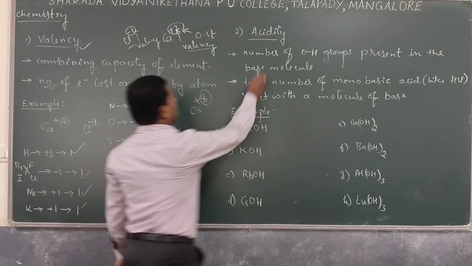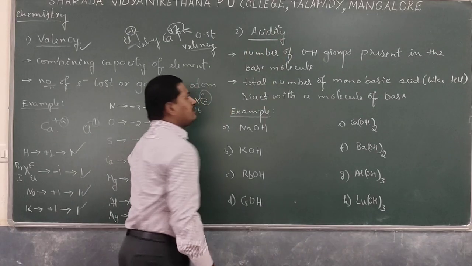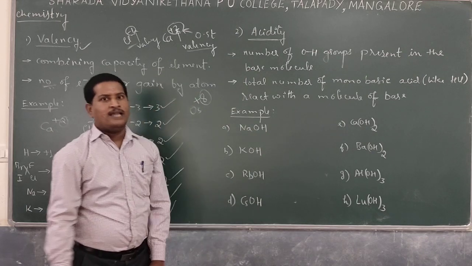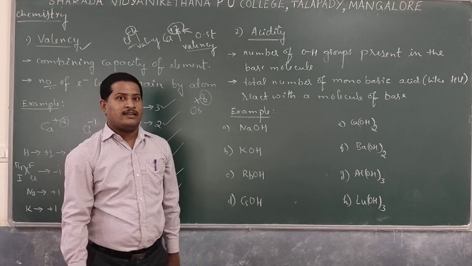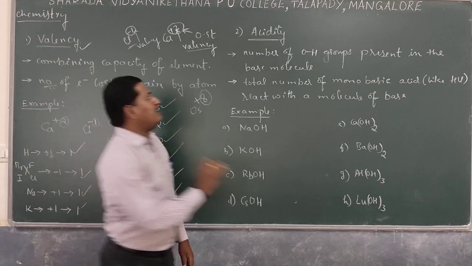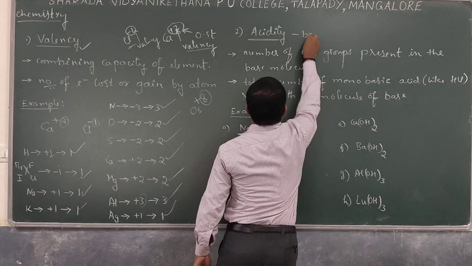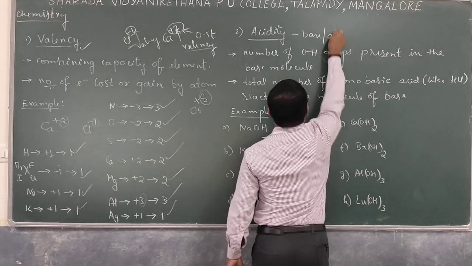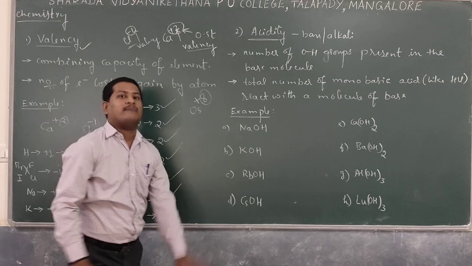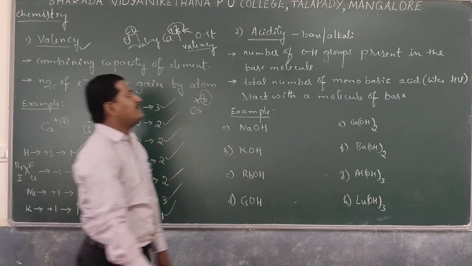Let us say the second important term present to explain the equivalent mass is acidity. As the name indicates, it is acidity. Remember, this is not applicable for acids. It is applicable for a base, which is also called an alkali. So acidity is the term applicable for a base, or you can say alkali.